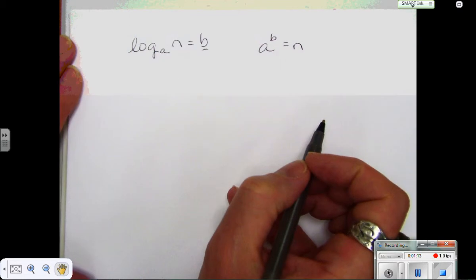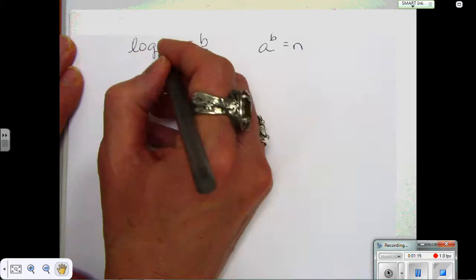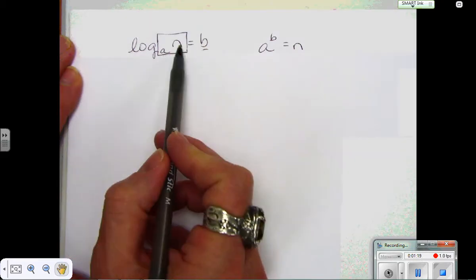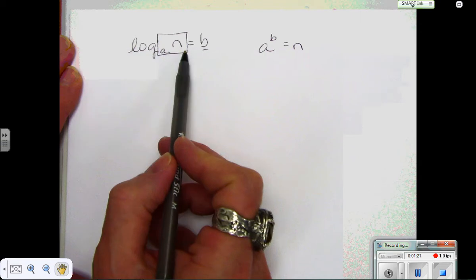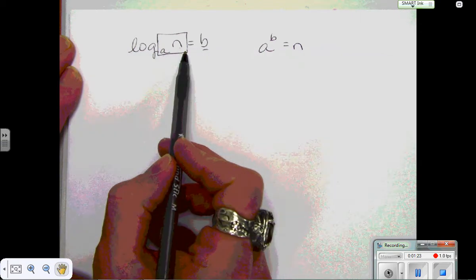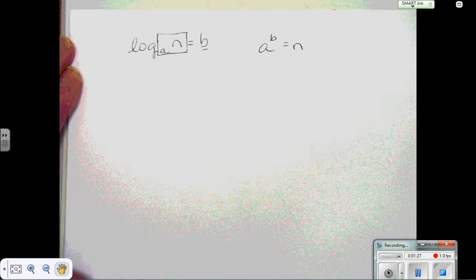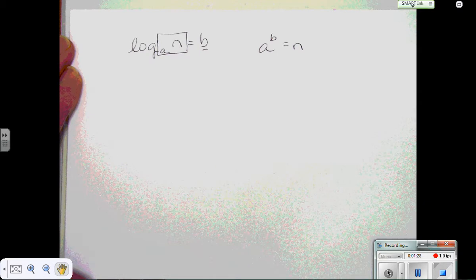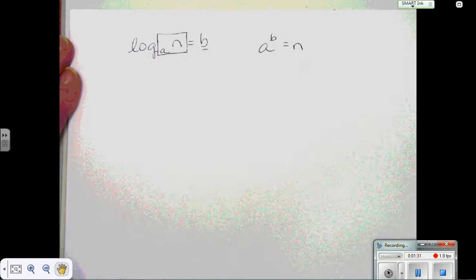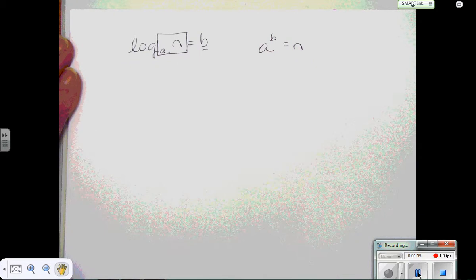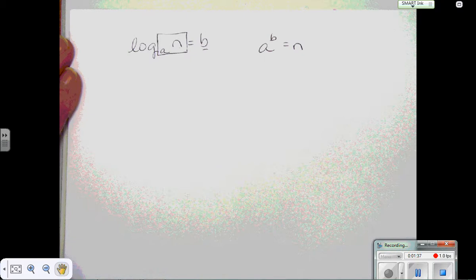And before I go on, let me just tell you this. For the purposes of this chapter in this class, the base and your answer, these two things here, are always going to be positive. That's not really going to be that important today in this lesson, but as we go on and do more things with logarithms, then it's going to be more important later. You're going to need to remember that.